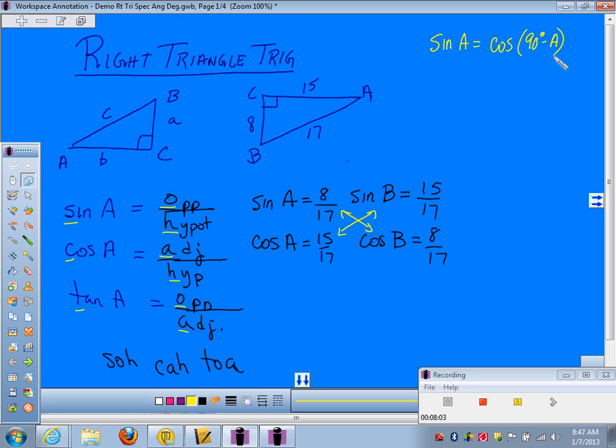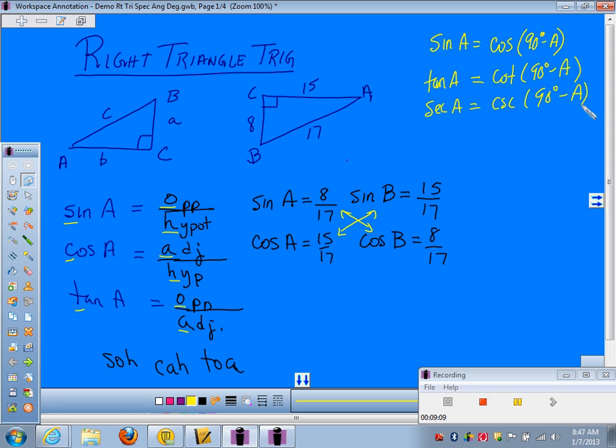So this little relationship is true between sine and cosine. It's also true between tangent and cotangent. And it's also true between secant and cosecant. So there really is a reason they named them that way. They're all complementary, and have complementary angles.